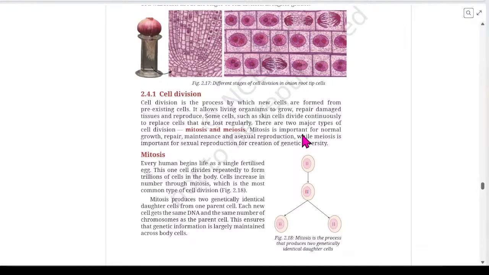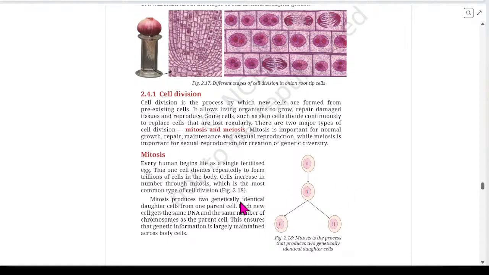Mitosis is important for normal growth, repair, maintenance, and asexual reproduction, while meiosis is important for sexual reproduction for creation of genetic diversity. Mitosis. Every human begins life as a single fertilized egg. This one cell divides repeatedly to form trillions of cells in the body. Cells increase in number through mitosis, which is the most common type of cell division.